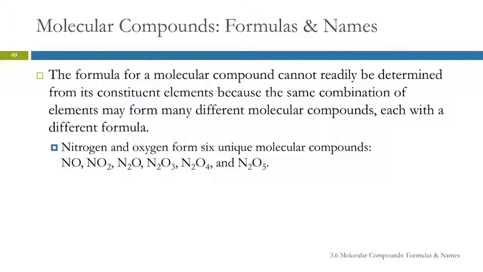As an example of why that doesn't work, nitrogen and oxygen form at least 6 different molecular compounds. There's my favorite compound, NO. It's all caps, it's yelling, right? NO. There's NO2, N2O, N2O3, N2O4, and N2O5. So the compound between nitrogen and oxygen, there's at least 6 of them. So we can't just call it nitrogen oxide. That's just not going to work.